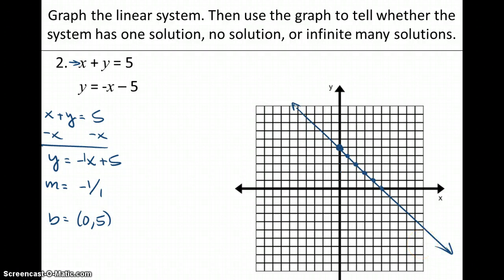Now, I think you and I both might appreciate the second line just a little bit more because it's already in standard form for us. I'm sorry, in slope-intercept form. So for this one, y equals negative x minus 5. I can tell that my slope is negative 1 over 1, and my y-intercept is 0, negative 5. So 0, negative 1, 2, 3, 4, 5. The other one was positive, so they're not the same line.